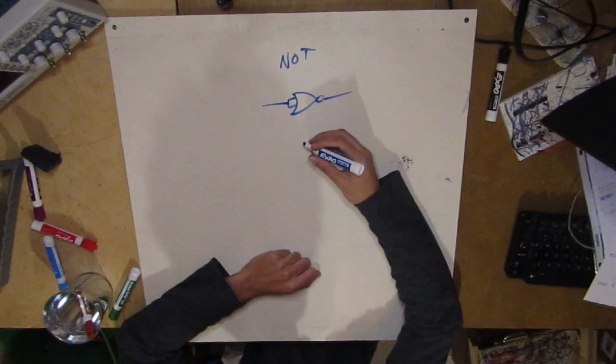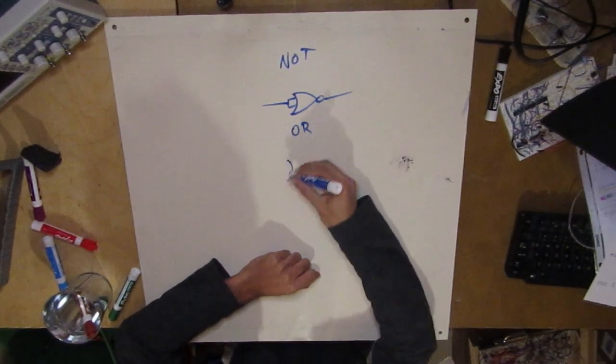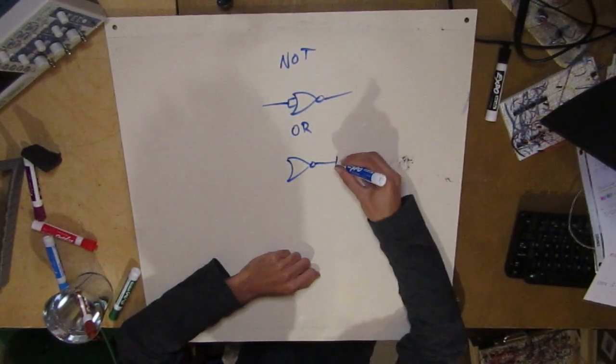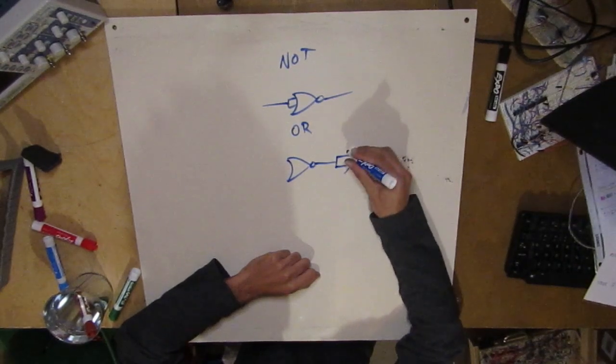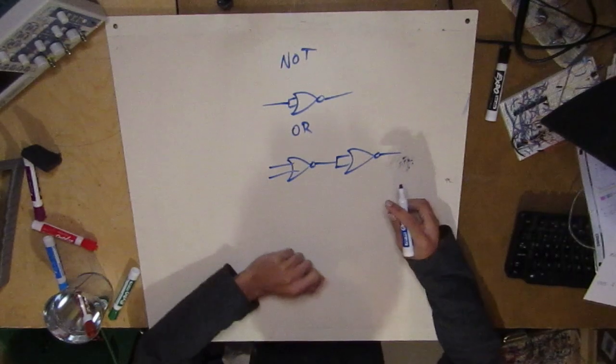Okay, first let's make an OR gate first. So first we start off with a NOR, right? And we just chain this NOT gate and it'll become an OR, right? Because it inverts it. This is an OR gate.